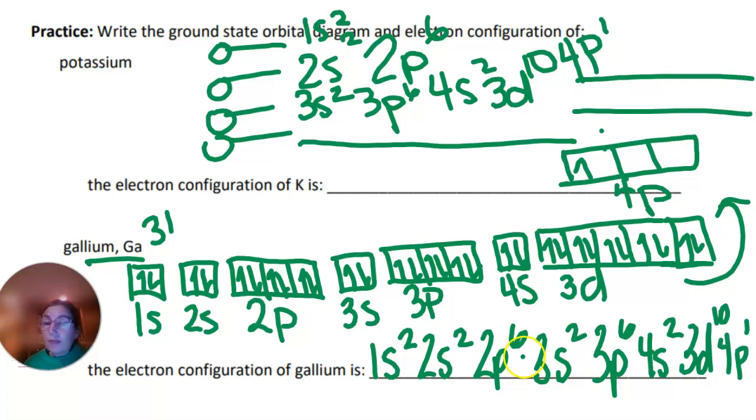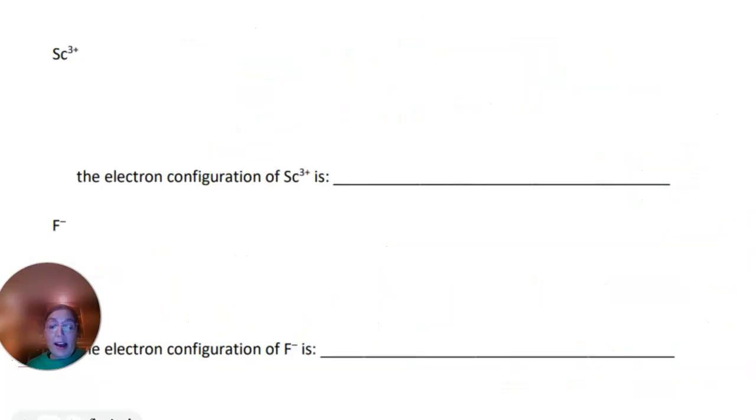so let's double check. I've got 1s2, 2s2, 2p6, that's 10. 3s2, 3p6, 4s2, that's 20. 3d10, that's 30, and 4p1 is 31 electrons. Phew, I did it for gallium. I don't know about you, feels like an accomplishment right now. Okay, let's try a couple more examples.